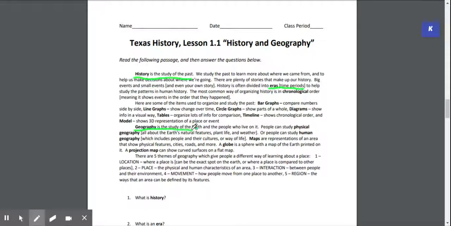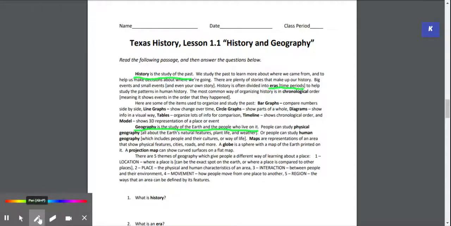Geography is the study of the earth and the people who live on it. Underline that. Geography is the study of the earth and the people who live on it. People can study physical geography, all about the earth's natural features, plant life, and weather. Or people can study human geography, which includes people and their cultures or way of life. Maps are representations of an area that show physical features, cities, roads, and more. A globe is a sphere with the map of the earth printed on it. A projection map can show curved surfaces on a flat map.